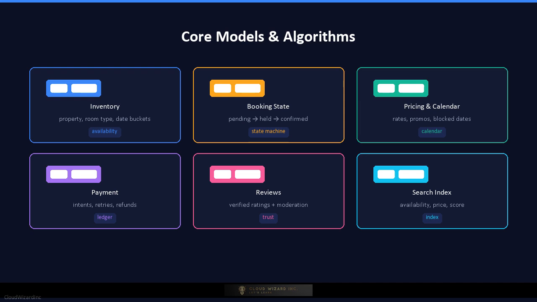The pricing and calendar model combines base rates, seasonal adjustments, promotions, taxes, and block dates. The payment model records payment intents, attempts, settlements, refunds, and reconciliation status, with idempotency keys to prevent duplicate charges. The review model stores verified guest ratings, text, photos, moderation status, and aggregated property scores. The search index flattens property metadata, availability, pricing, and review scores into documents optimized for fast filtering and ranking. The hardest trade-offs are consistency versus availability during inventory locks and personalization versus privacy in search ranking.